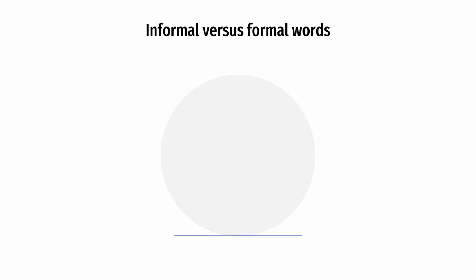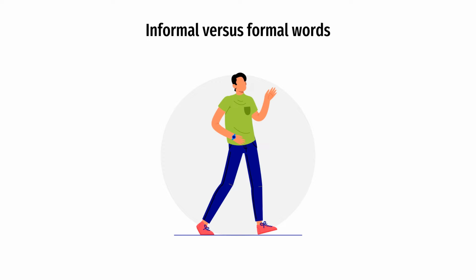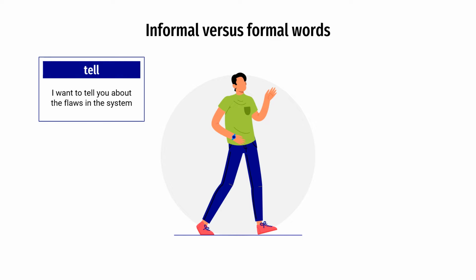So, informal versus formal words. The first word that we are going to look into is tell. Many a time students keep writing, I want to tell you. I want to tell you about the shortage in the supply of gas, or I want to tell you about the flaws in the system. But instead of tell, you can say inform.